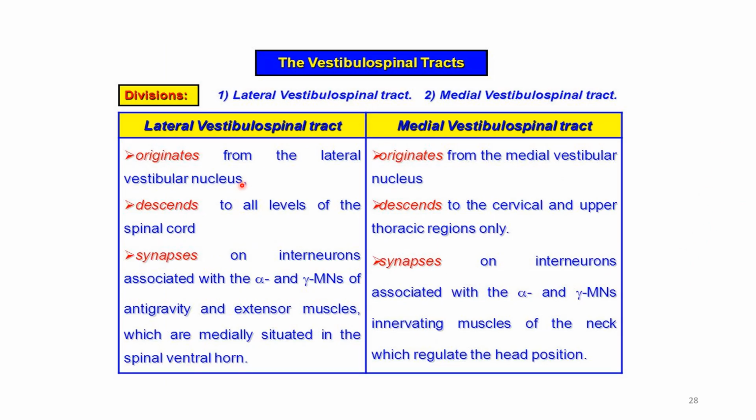Here you can see the differences between the lateral and medial vestibulospinal tract. The lateral will originate from the lateral vestibular nucleus, whereas medial will originate from the medial vestibular nucleus. Lateral will descend to all levels of the spinal cord. Medial will be descending up to cervical and upper thoracic regions. The lateral will be synapsing on the interneurons which are associated with the alpha and gamma motor neurons of the antigravity and extensor muscles, which are medially situated in the spinal ventral horn. Here, the medial vestibulospinal tract neurons synapse on the interneurons, then they are stimulating the alpha and gamma motor neurons, which are innervating the muscles of the neck and regulate the position of the head.